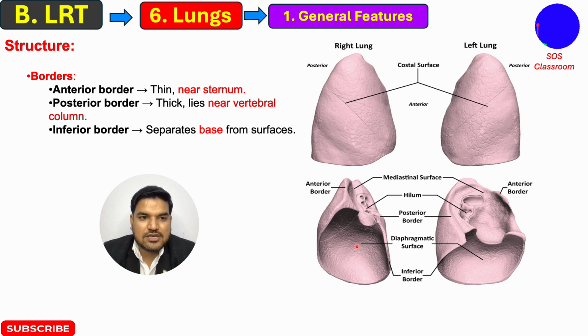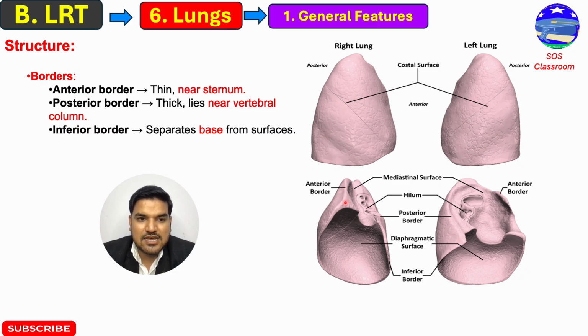Next is the border. So there are three borders: anterior border, posterior border and inferior border of the lungs. Anterior border, you can see the anterior border. This is thin and near the sternum. This is the anterior border.